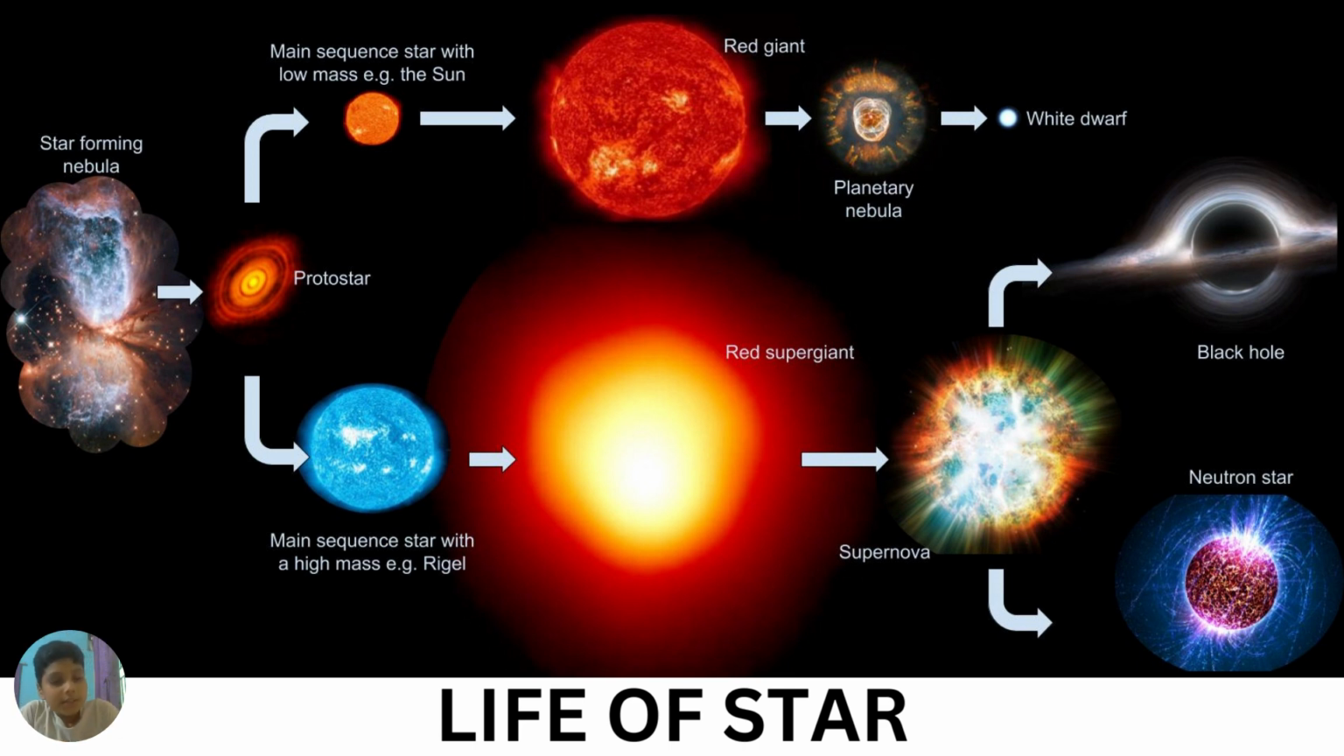First of all, this nebula is going to convert into a protostar. What is a protostar basically? A protostar is the point at which the star has just started forming. Then this protostar converts into two types of star. First, it can be converted into a main sequence star with low mass.